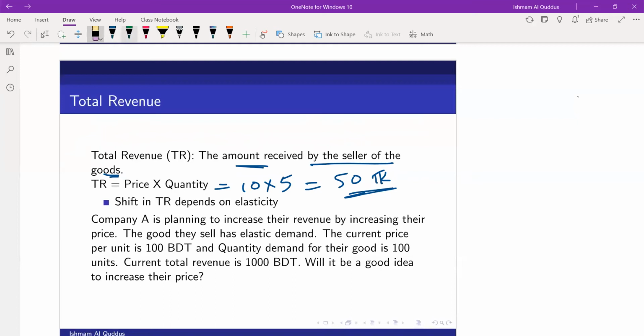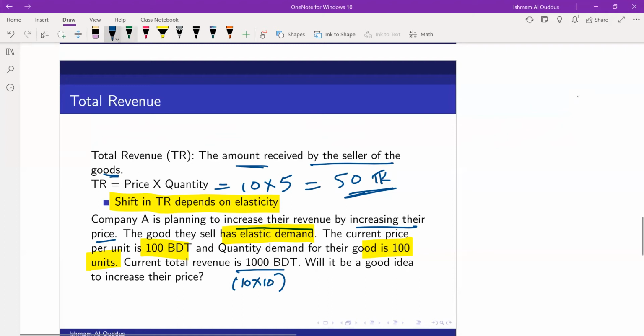Just like the total expenditure, the shifts in total revenue depend on elasticity. Now, assuming that company A is planning to increase their revenue by increasing their price, and the good they sell has elastic demand, so it's an elastic good. The current price per unit is 100 BDT, and the quantity demanded for their good is 100 units. So from the formula of total revenue, it would be 100 multiplied by 100, 10,000.